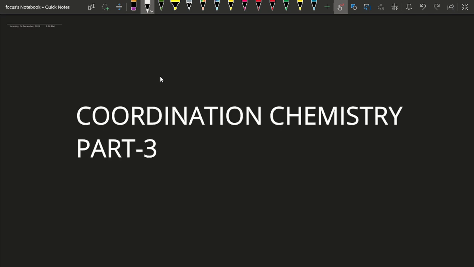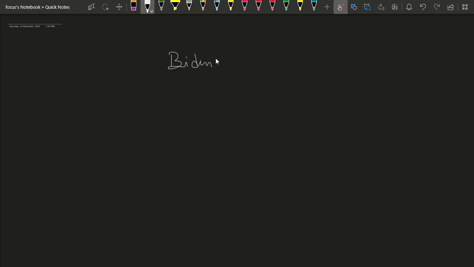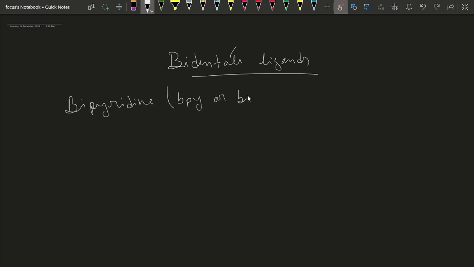After the topic of monodentate ligand, let's come to the next type of ligand, that is bidentate ligands. Bidentate ligands have two donor atoms. For example, the bipyridine, which is written as BPY, or this, or this. Bipyridine can be represented in these three forms in coordination compounds.